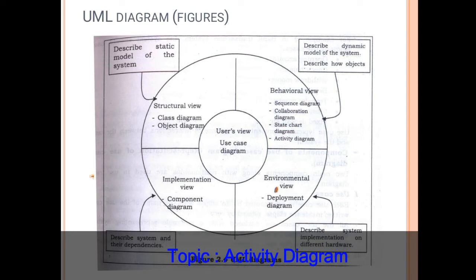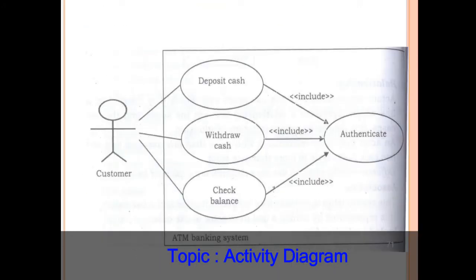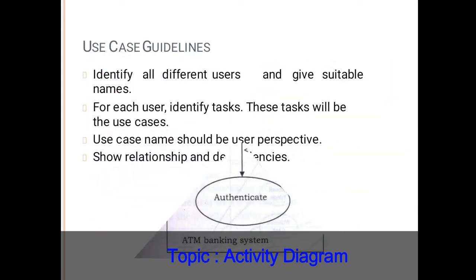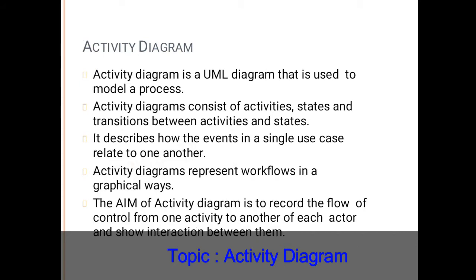In this lecture we are going to discuss the activity diagram of the behavioral view of Unified Modeling Language diagram. In previous video lectures we have already discussed all the views: structural, behavioral, environmental, implementation and user view. So now let's start the activity diagram of the behavioral view of UML. Once again, an activity diagram is a UML diagram, which stands for Unified Modeling Language diagram, and it is used to model a process.